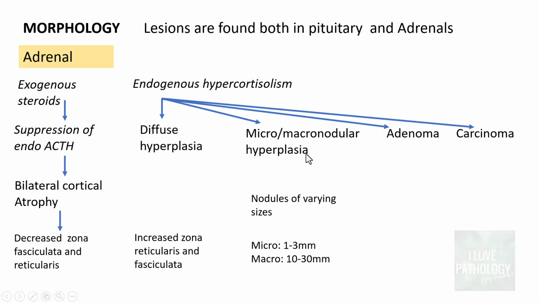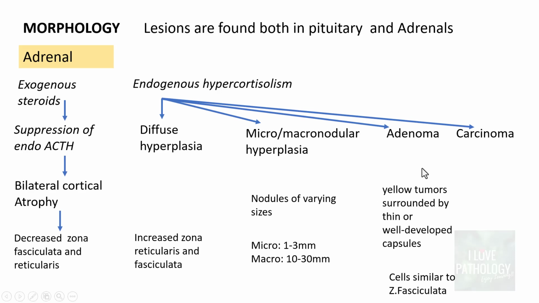Whereas in the case of hyperplasia in the form of nodules, these nodules can be of varying sizes. If the size of the nodule is less than or equal to 3 mm, it is called micronodular hyperplasia. If it is more than that, it is macronodular. Usually, the macronodular will be around 10 to 30 mm in size. Adenomas are mainly yellowish tumors which are surrounded by a very thin or a well-developed capsule.